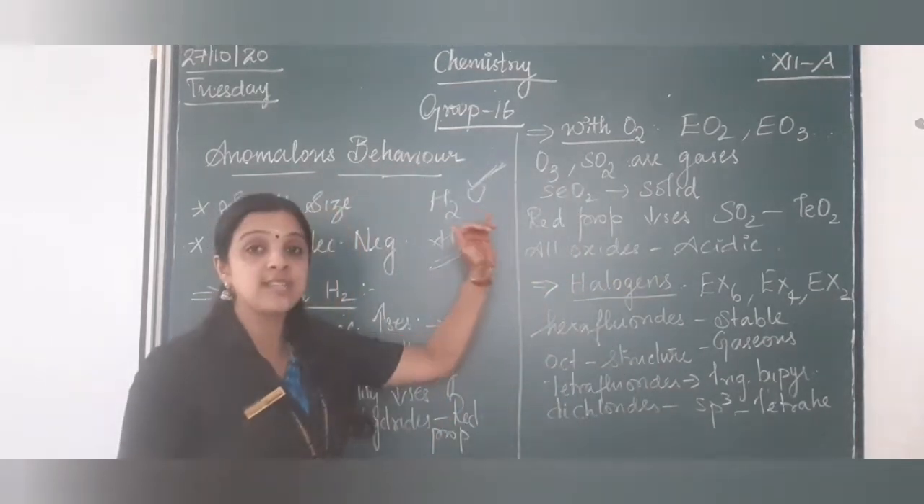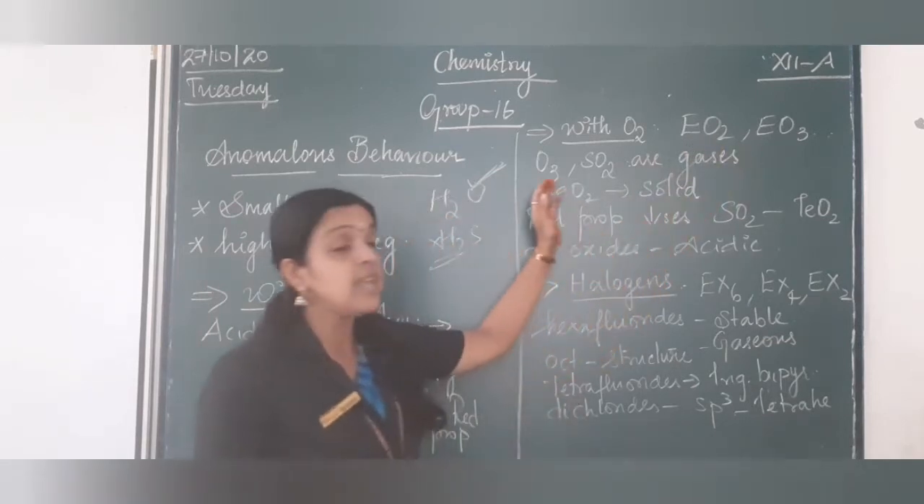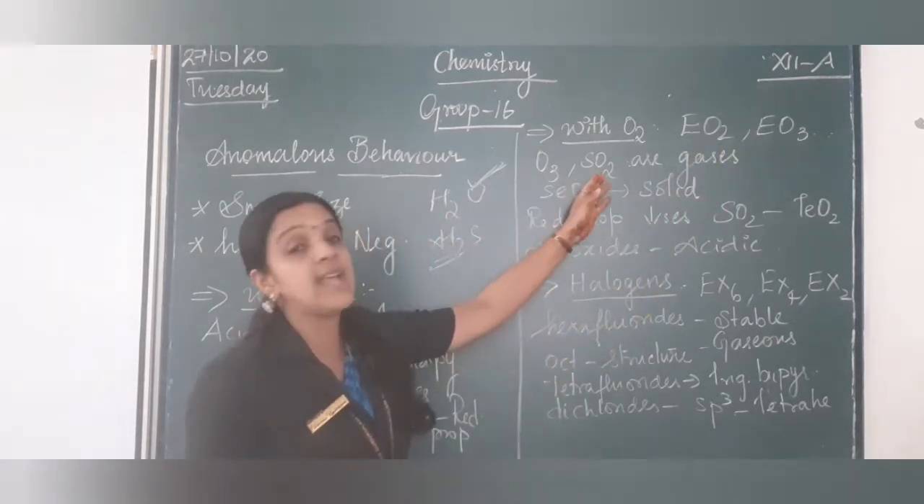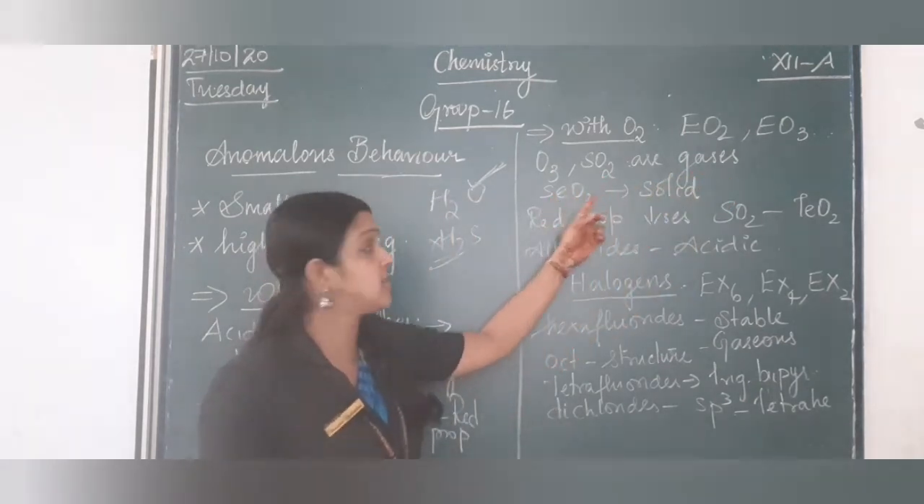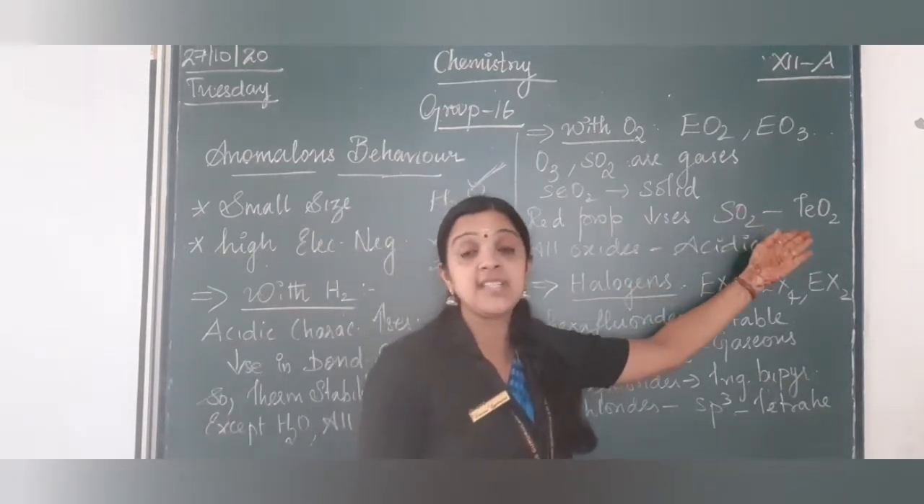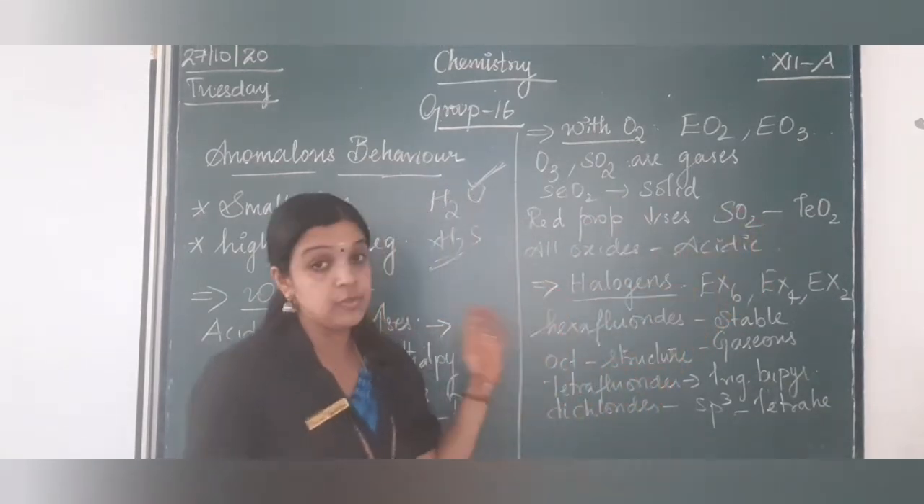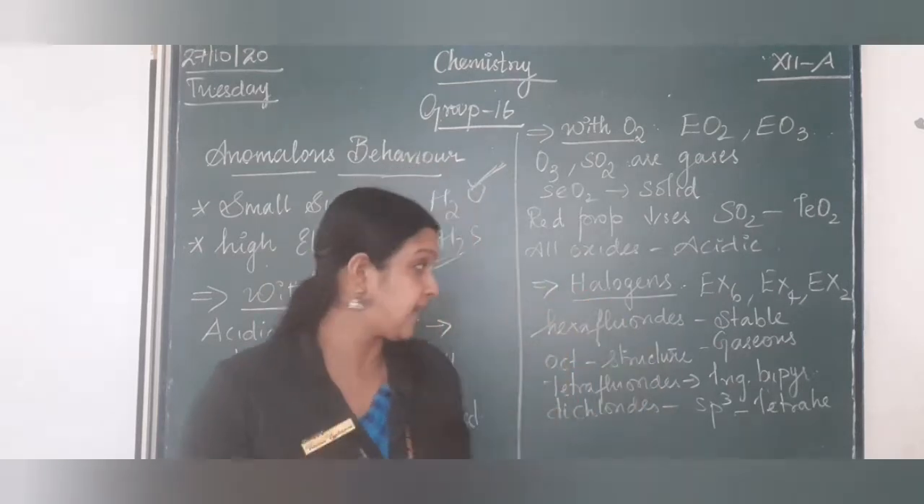If you see oxides, they form two types of oxides, EO2 and EO3, out of which ozone and sulfur dioxide are gases. We have selenium dioxide being a solid, in which the reducing property decreases when you go down the group, and all the oxides are definitely acidic in character.